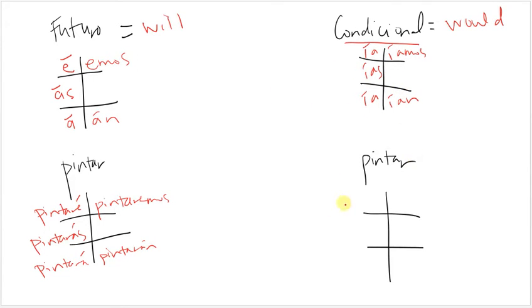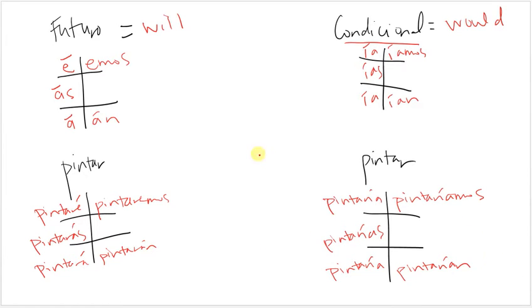So, for example, pintar, yo pintaría, I would paint. Tú pintarías, you would paint. Él, ella, usted pintaría, he or she or it would paint. Nosotros pintaríamos, we would paint. And ellos pintarían, they would paint. So again, very similar. Infinitive plus these special sets of endings. So the future means will, and conditional means would.